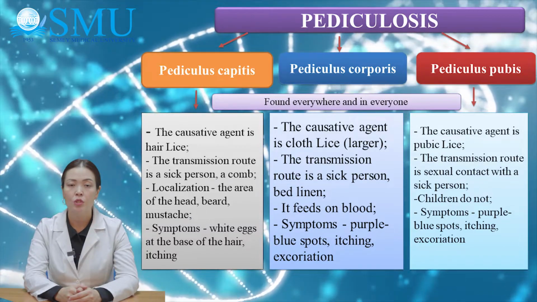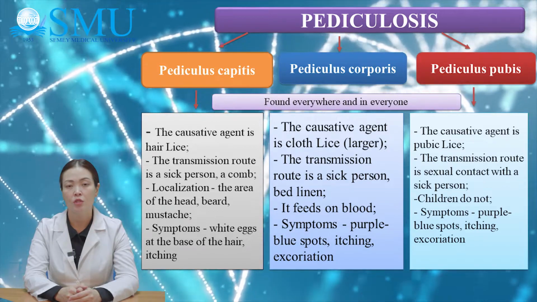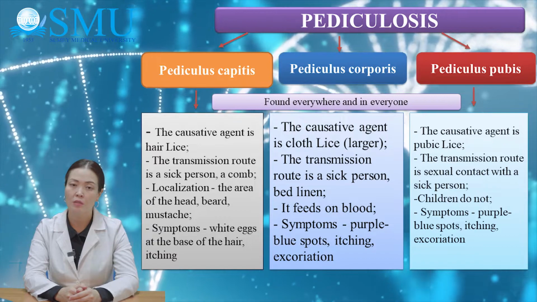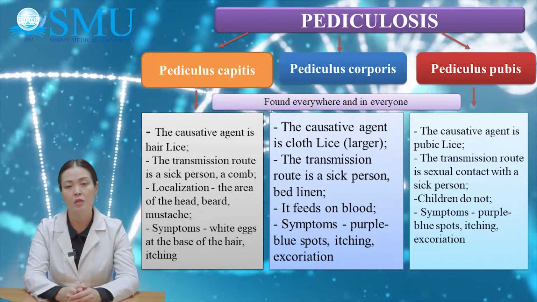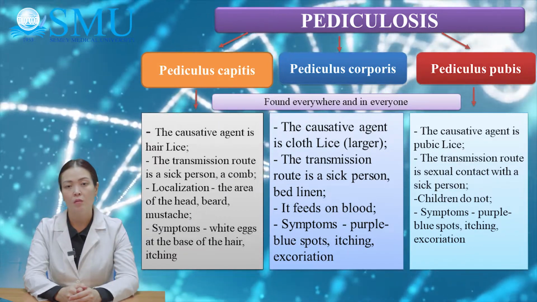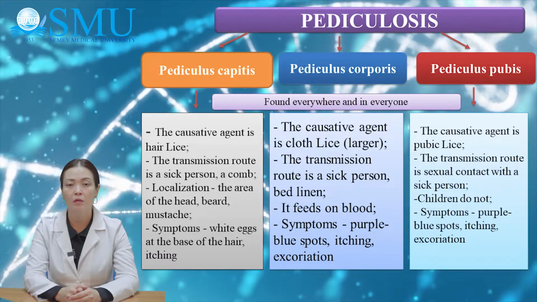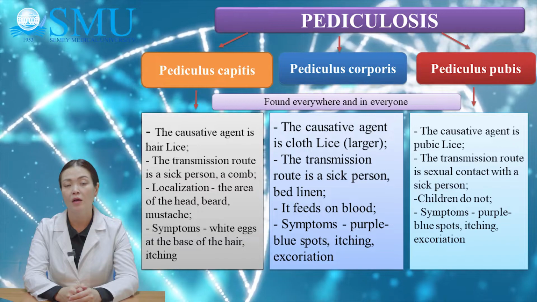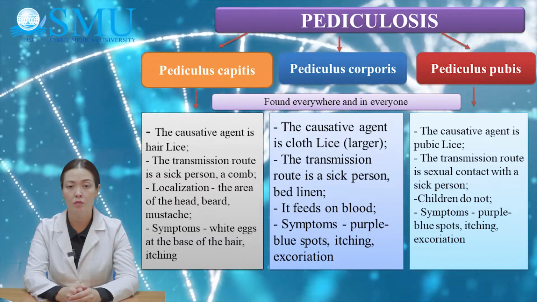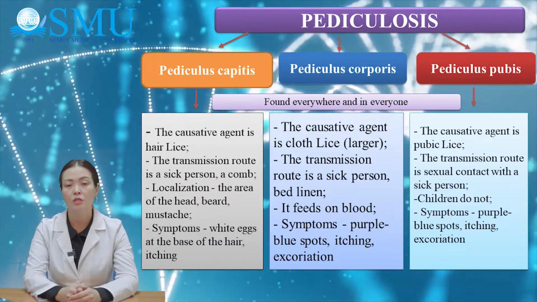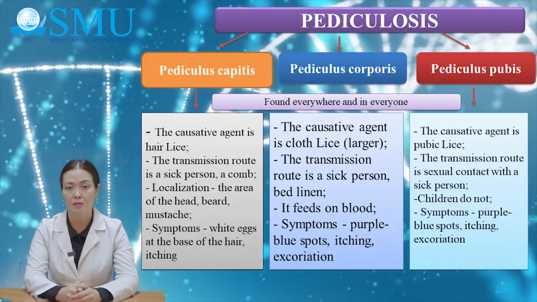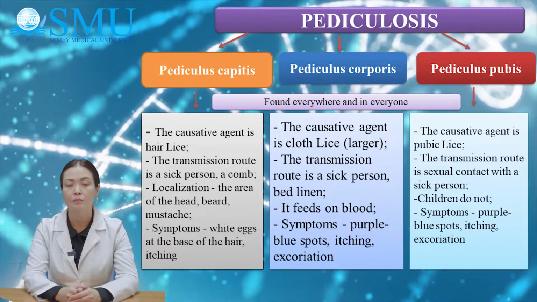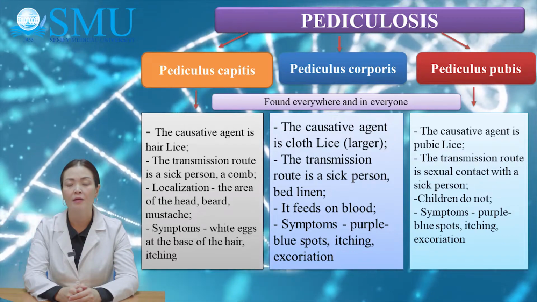In real situations, we have three main classifications of pediculosis. The first is Pediculosis capitis, then Pediculosis corporis, and Pediculosis pubis. By the name of the clinical form, you can understand where the pathological process will localize. First of all, we should discuss Pediculosis capitis. The insect which provokes this disease we call hair lice.